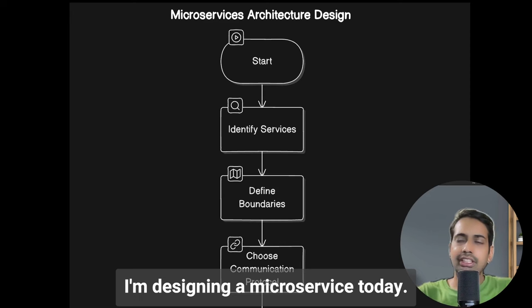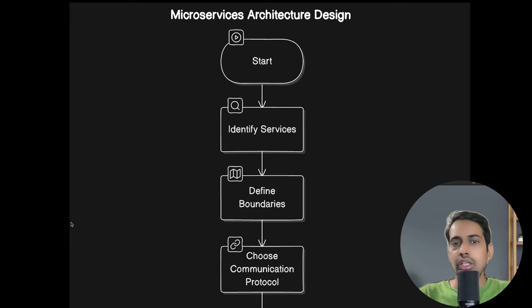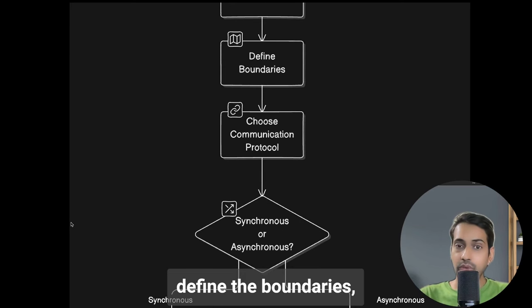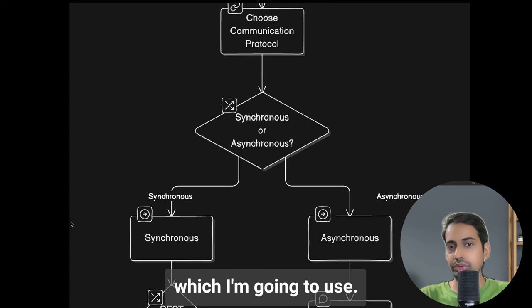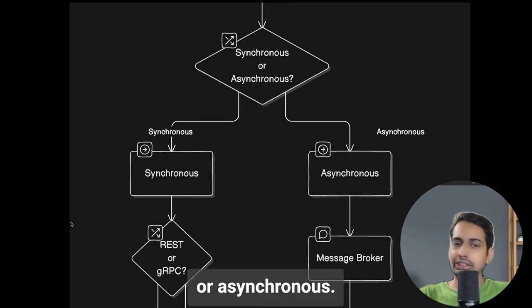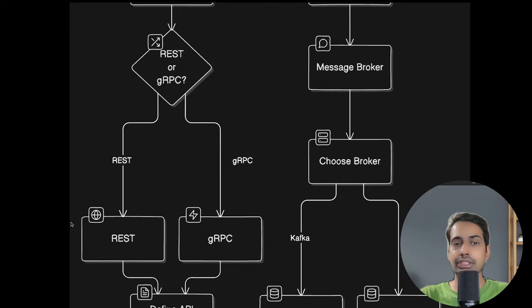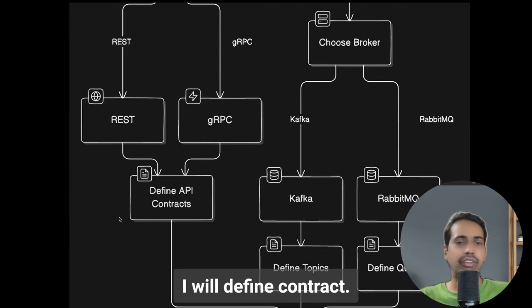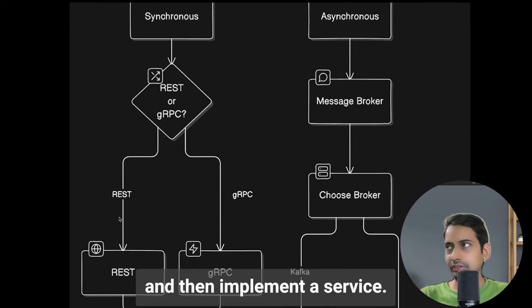Let's say if I'm designing a microservice today, what all questions will I ask before I start writing code? I will identify the service, define the boundaries, and first of all choose the communication protocol I'm going to use. It can be synchronous or asynchronous. If it is synchronous, then protocols will maybe be REST or gRPC, maybe TCP. I will define the contract, define the API spec, and then implement a service.